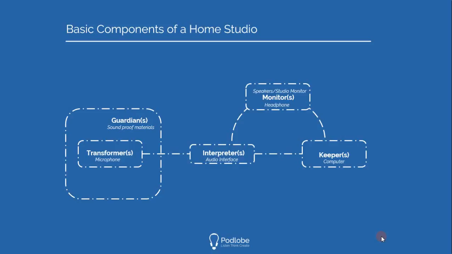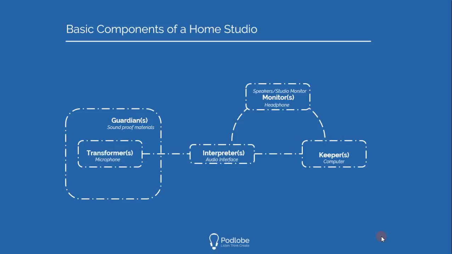So once it does the transformation, it should go into the interpreter, and the interpreter does what it needs to do with the audio. Maybe you want to increase the volume. Maybe you want to do some other things like add other people's voices, mix it down, choose what. So the interpreter does that. It basically has to amplify the sound and make it better before it gets to the keeper.